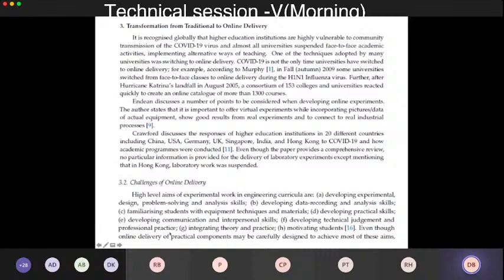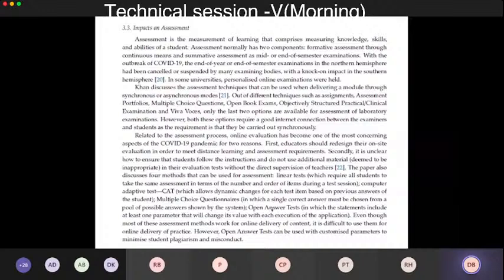The impact of assessment: assessment is always very important. In multiple choice questions, we can give a spreadsheet to solve questions related to theory. Then whatever the experimental data, they have to judge it against their theoretical understanding, whether they are able to solve the concept or not. So multiple choice questions and open book exams are some of the ways we can do virtual lab assessment for students.